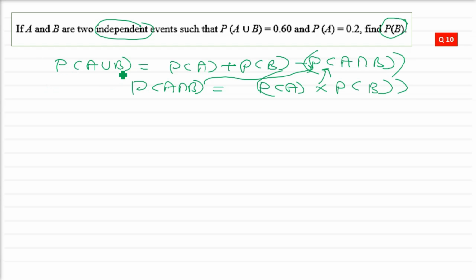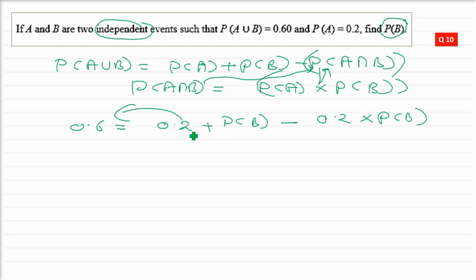Now I'm writing the values also. You have to do it in separate steps, so I am just shortcutting it. 0.6 is PA union B. 0.2 is PA, PB is not known until now. PA intersection B, I'm replacing it by PA multiplied by PB. PA is 0.2, PB is PB only. Now let's bring this 0.2, or transfer this 0.2, on the left hand side. We get 0.6 minus 0.2. That will give you 0.4.